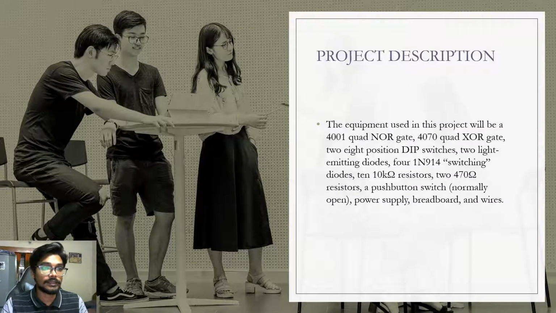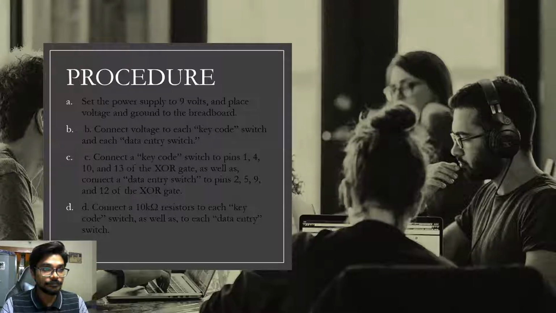So then again, the project description. The equipment used in this project will be a 4001 NOR gate, a 4070 XOR gate, two 8-position DIP switches, two light dots, 1N914 switching diodes, power boards, breadboards, and wires.